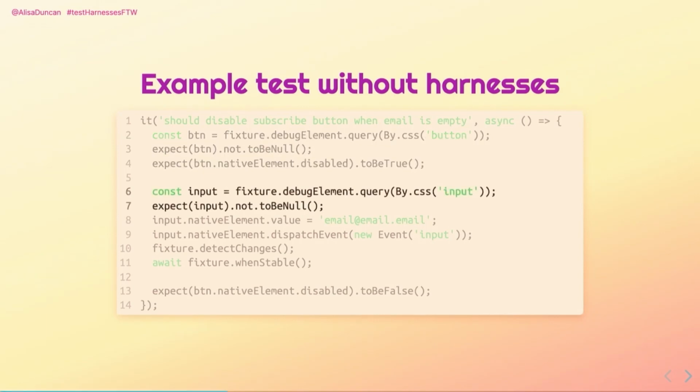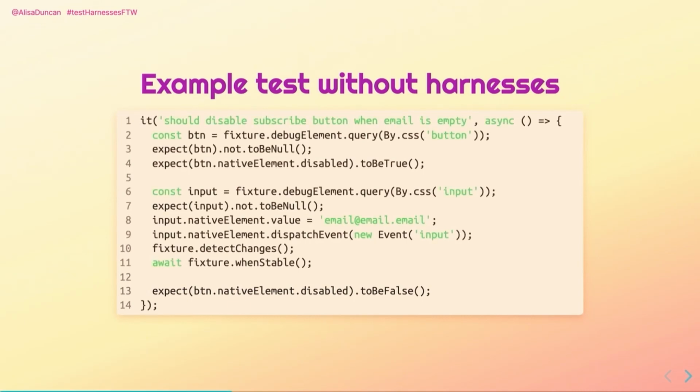Next, let's set an email. To do that, we'll query again, and this time look for that input selector. And then to set the email, we have to work with a native element and set the value as email and dispatch an input event. That's what registers this change, right? Within the HTML API. But then we have to make sure that we're synced up on the Angular side, so we run detect changes. And then finally, we can go back to the original button to verify that the disabled property is no longer set. So this test isn't the worst because we just have those two elements that we're working with.